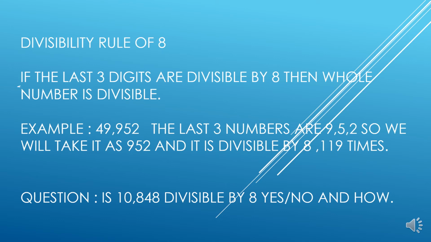Whatever, let's start. If the last three digits are divisible by 8, then the whole number is divisible. So over here I have given an example: 49,952. The last three digits are 952. We'll take it as 952, and it is divisible by 8, 119 times. So we don't have to divide the whole number and waste our time. We just have to divide the last three digits, and if they are divisible, then the whole number is divisible, even if it looks like it doesn't come in the table of 8.